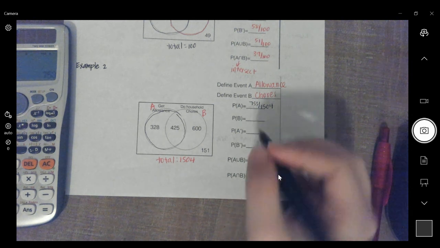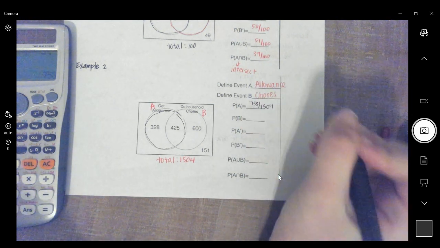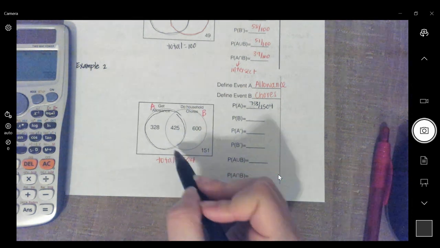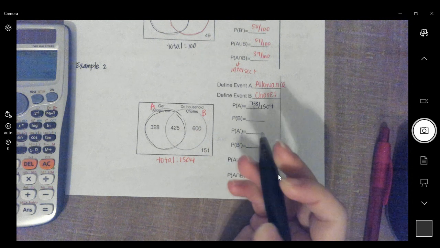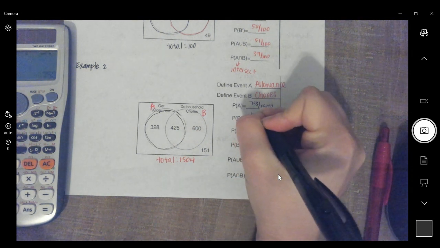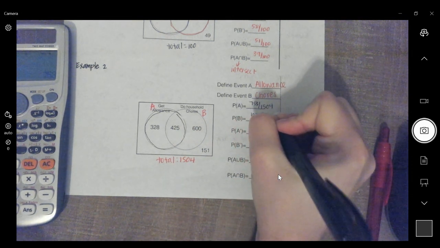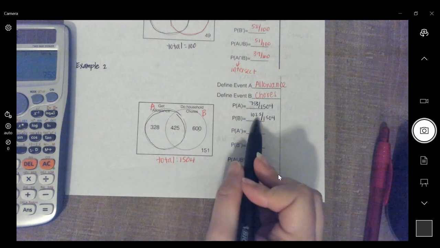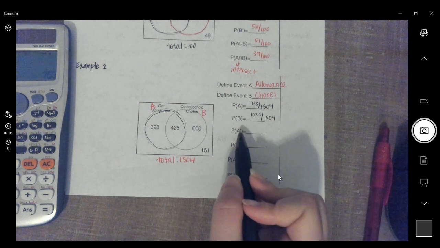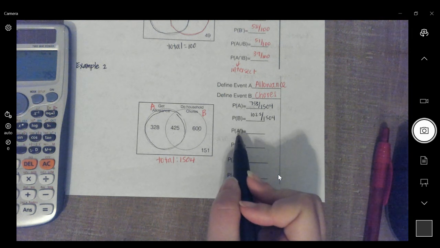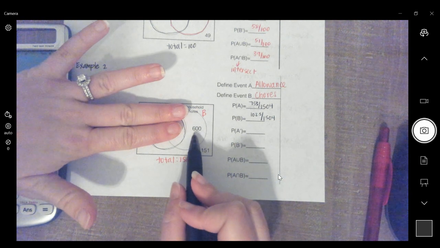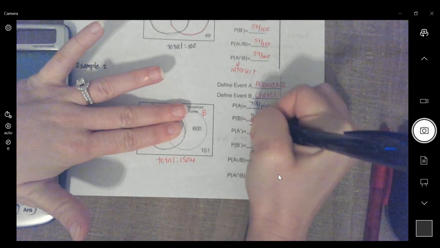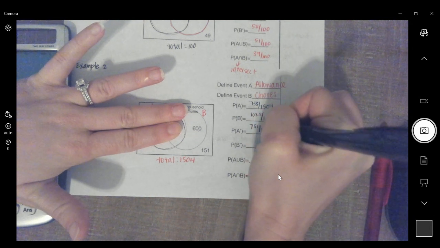And I'm not going to worry about simplifying here. I know not everybody has good calculators. Okay, probability of B would be this entire circle here. So that's going to be 1,025 out of my 1504. Okay, 600 plus 425 gives me 1,025. Okay, probability of not A, so cover up A. So 600 plus 151. So 751 out of my total.